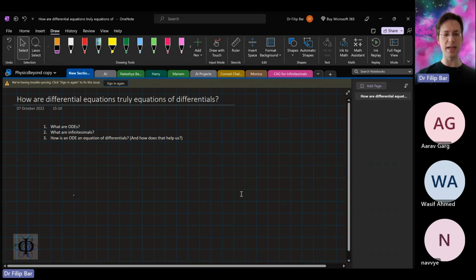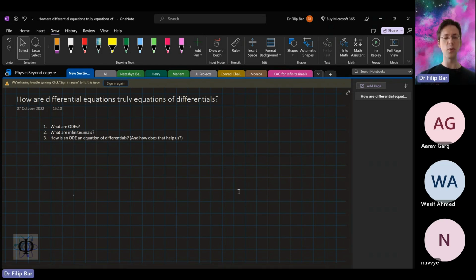I've already said that there are 3 parts to this talk. So the first thing is we're going to look at what a differential equation is, or as we like to abbreviate it in maths, an ODE, which stands for ordinary differential equation. Now, maybe to those of you who are already familiar with the topic a little bit, why is it called ordinary?